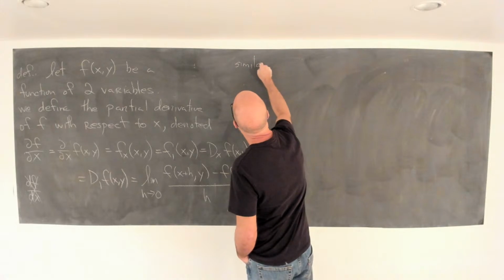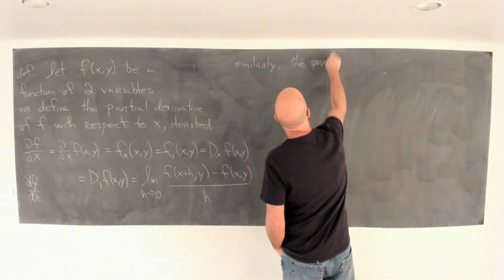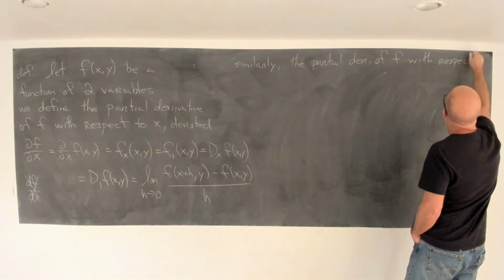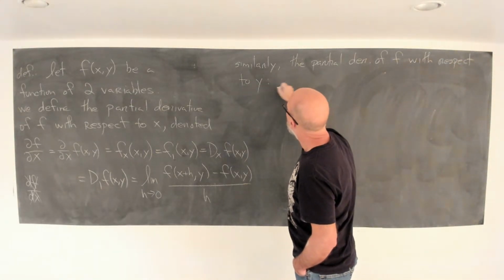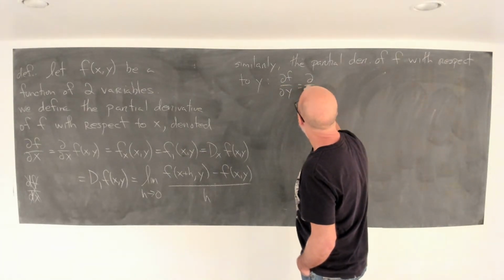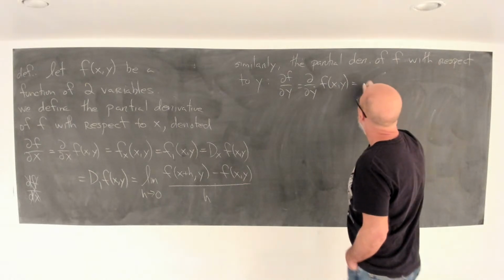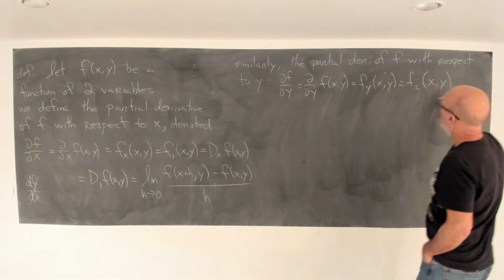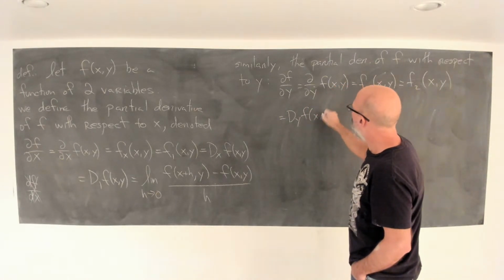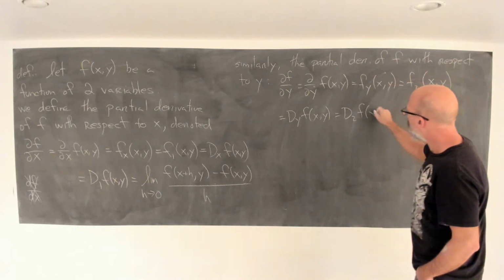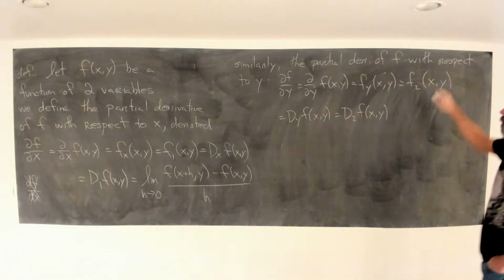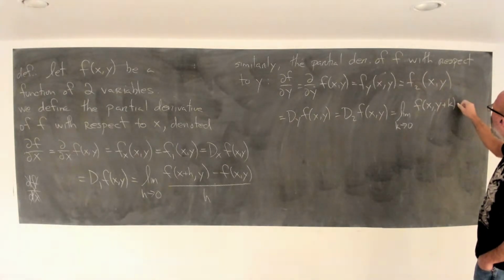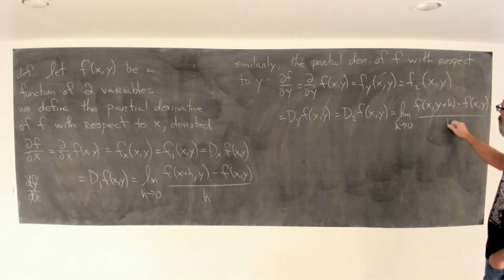Similarly, the partial derivative of f with respect to y, df dy, or d by dy of f, or f_y, or f2, or D_y, or D2, right? 2 being the second variable. This is the limit as k goes to 0 of f of x, y plus k minus f of x, y all over k.